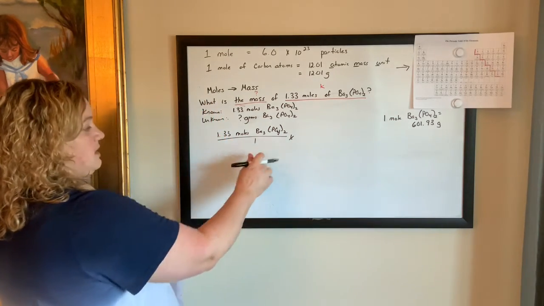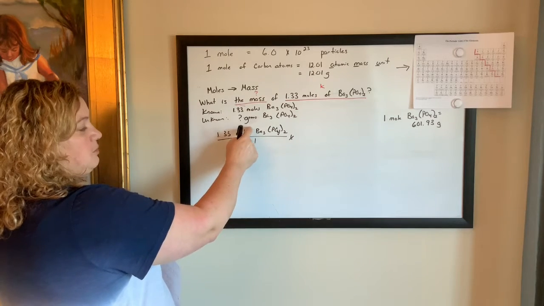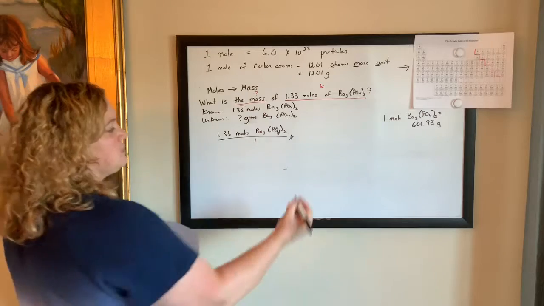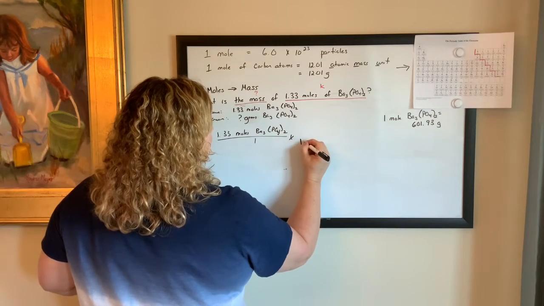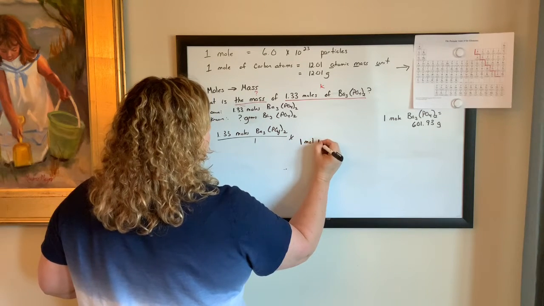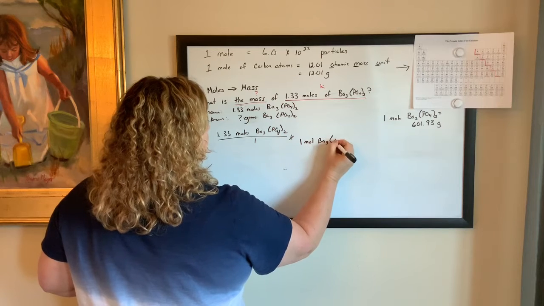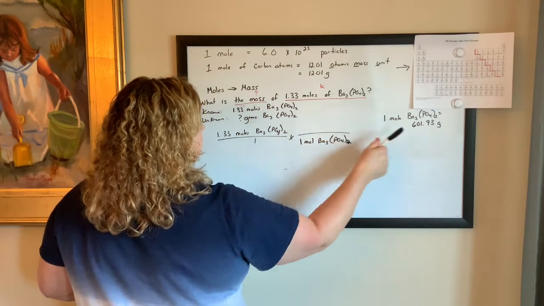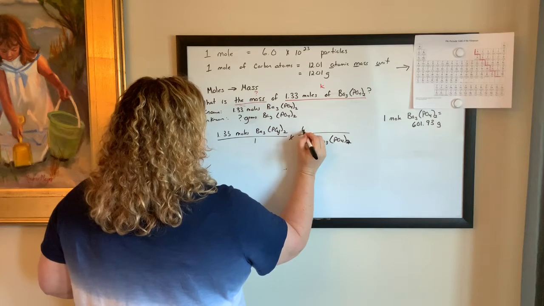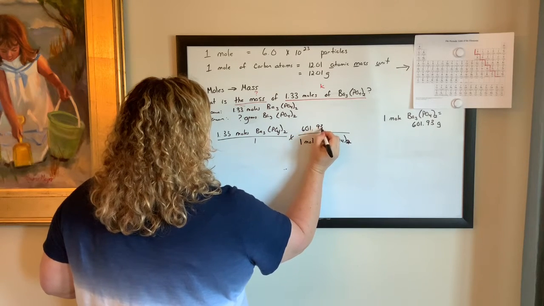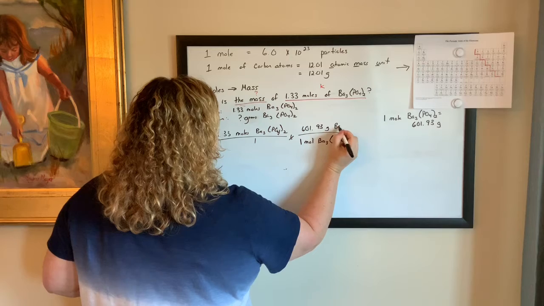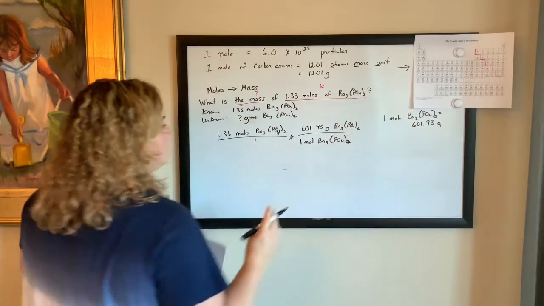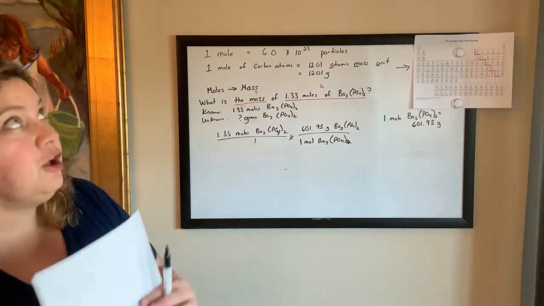So let's put it in. If I've got moles up top in the numerator, what's going to have to go down here in the bottom? Moles, because we want them to cancel out. 1 mole barium-3 phosphate is equal to 601.93 grams of barium-3 phosphate. I don't know why I chose such a difficult, long thing to have to write.